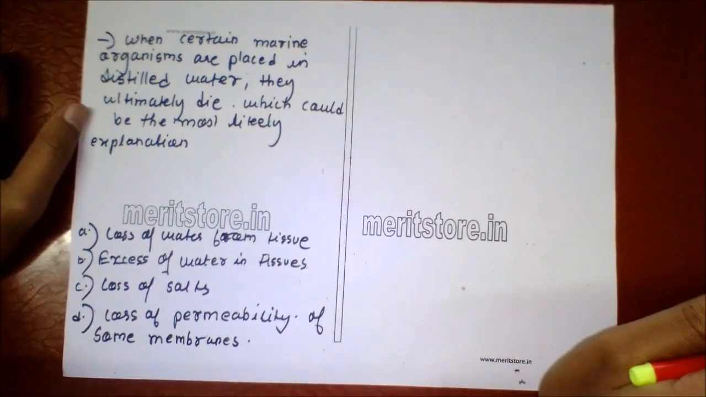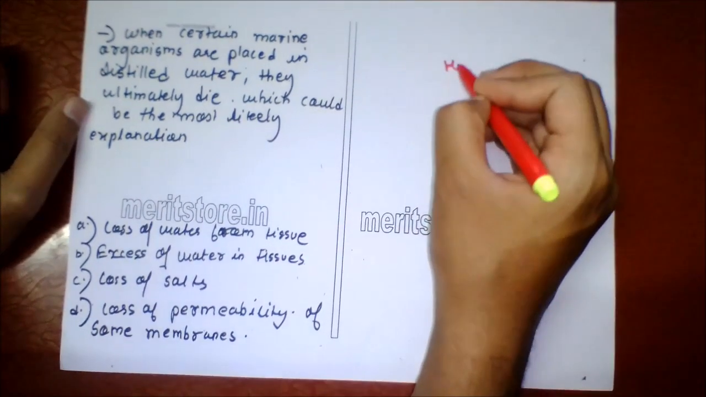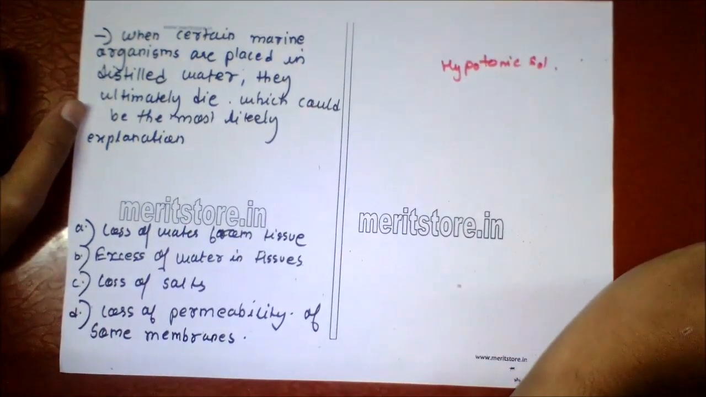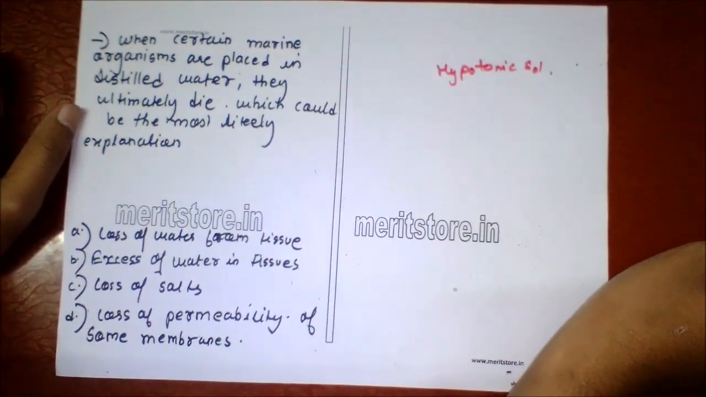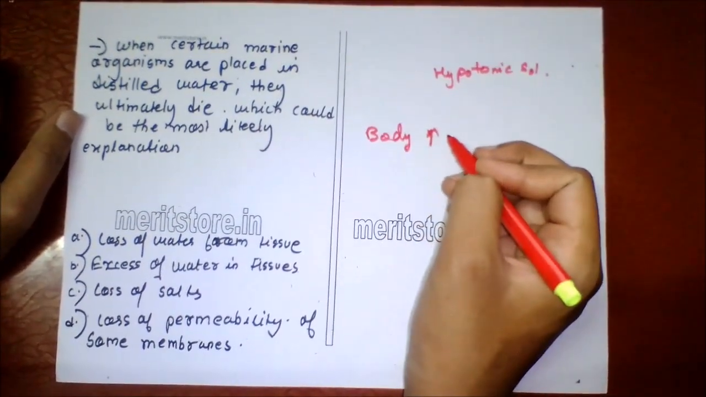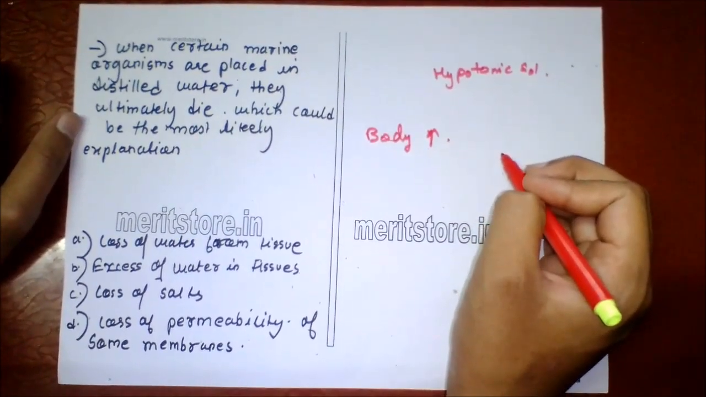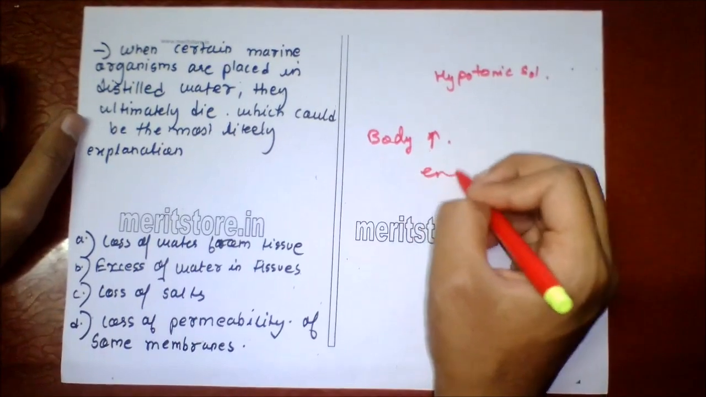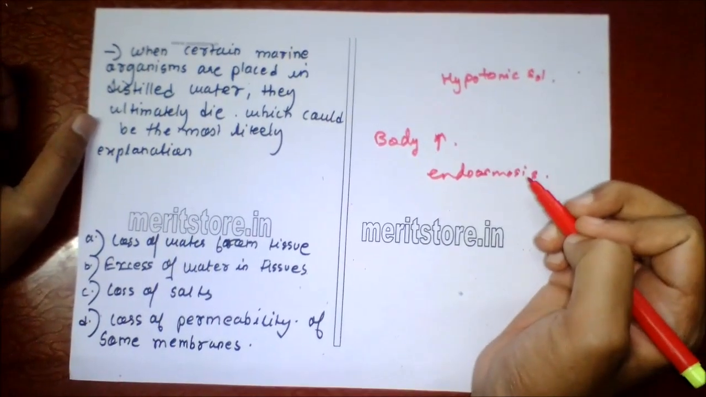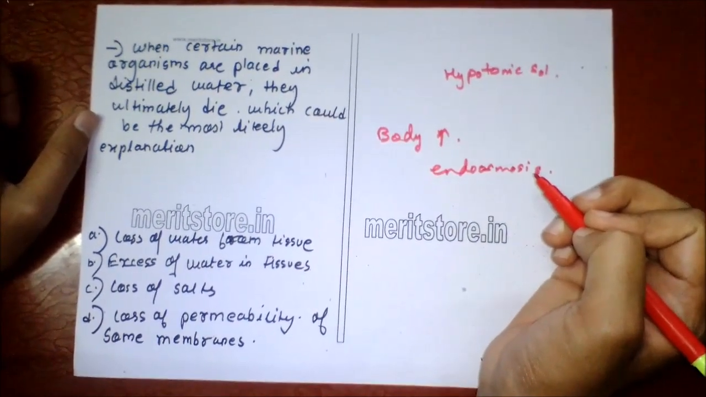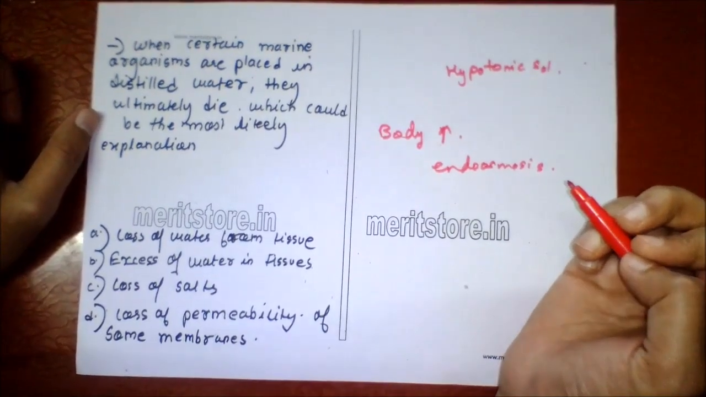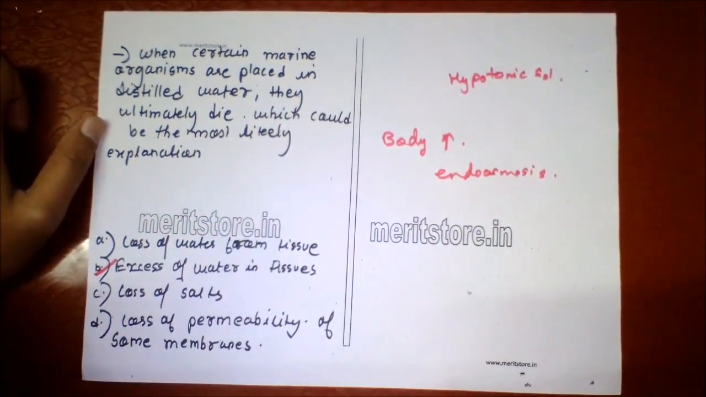So when a marine organism is placed in distilled water, that is a hypotonic solution, the concentration of the fluid inside the body of the organism is higher than the concentration in distilled water. As a result, endosmosis takes place. That is, water goes inside the cell. Ultimately, the organism will die due to the increase in size of the cell, which will burst. So option B is the correct answer.